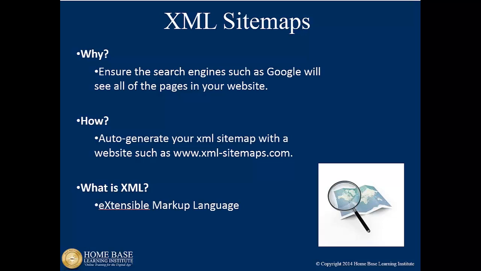So how do we get an XML sitemap? The good news is you don't have to be a coder or a programmer to get one. There are websites out there that will make one for you for free and let you download it. You can go to sites like xml-sitemaps.com or web-site-map.com. And lastly, XML stands for Extensible Markup Language.